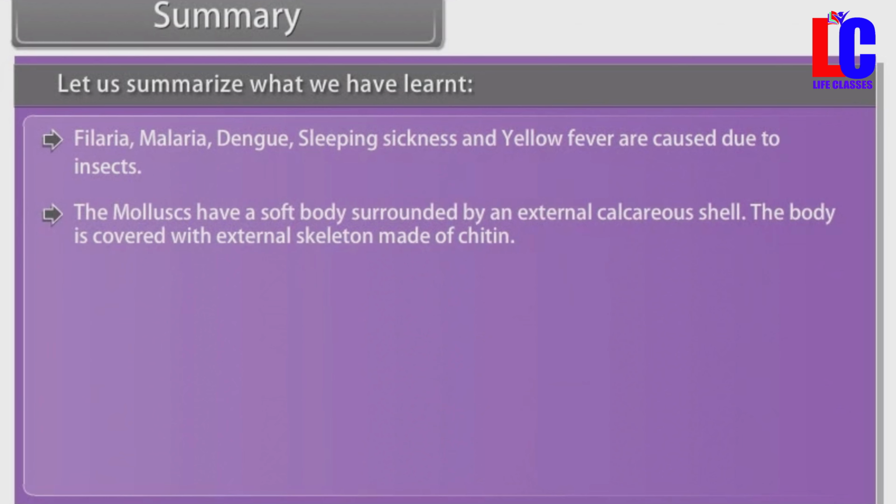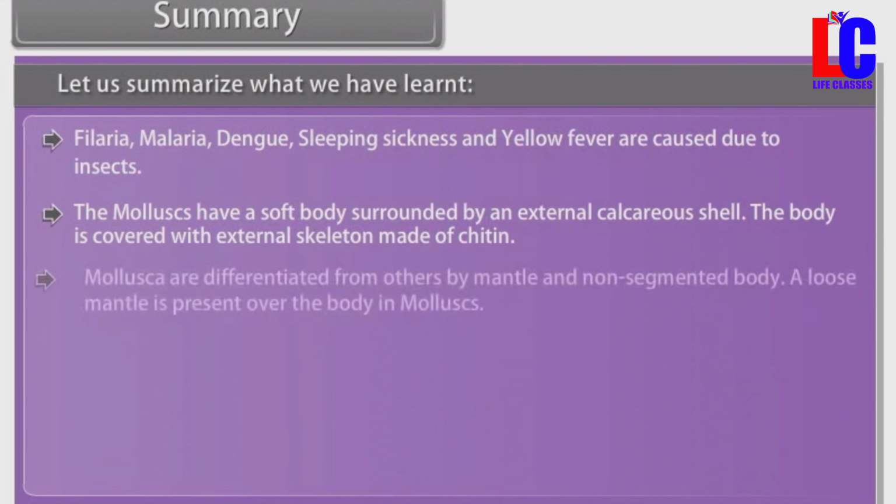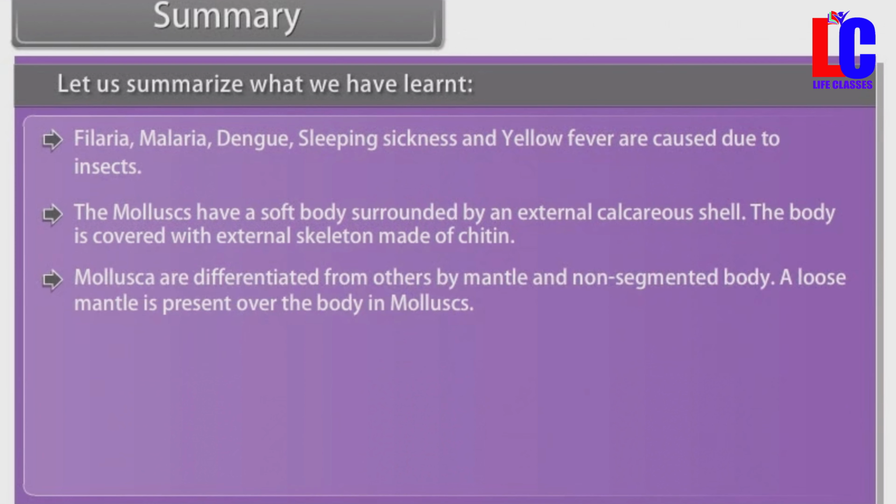The molluscs have a soft body surrounded by an external calcareous shell. The body is covered with external skeleton made of chitin. Mollusca are differentiated from others by mantle and non-segmented body. A loose mantle is present over the body in molluscs.